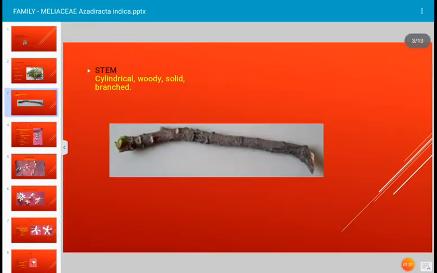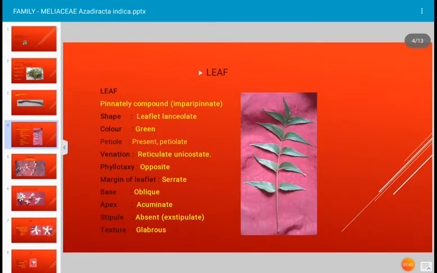Next. This is the stem of a twig, small twig. It is cylindrical, woody, solid and branched. Just as I discussed with you. And this is the leaf of Azadirachta indica, family Meliaceae.